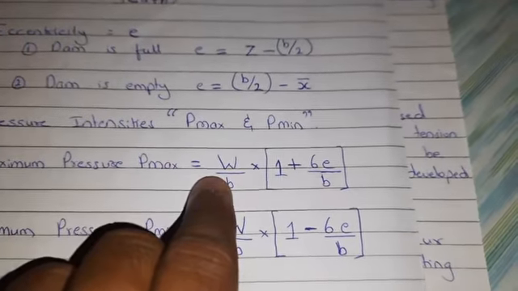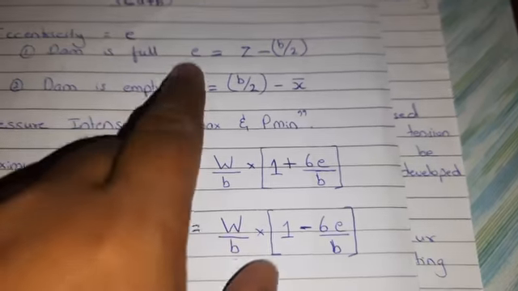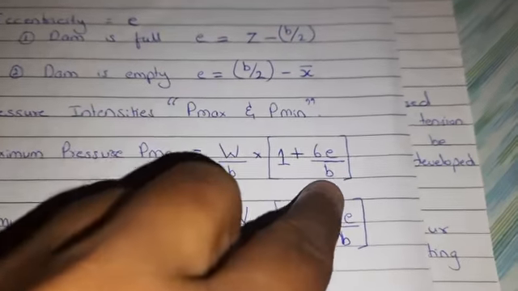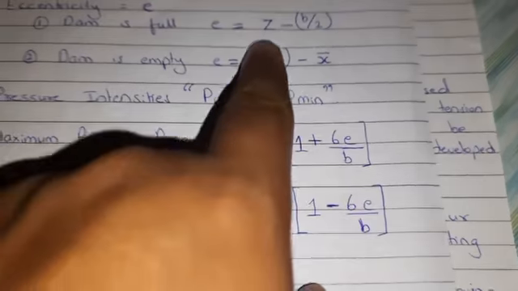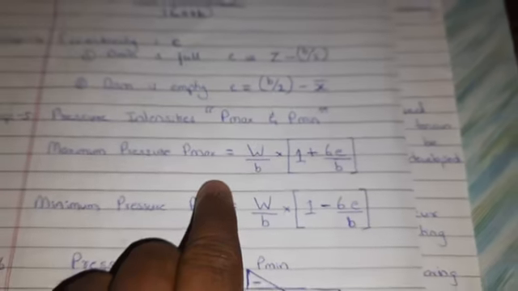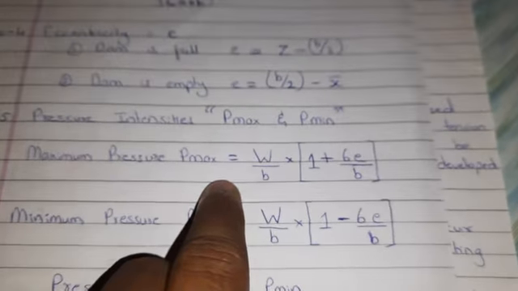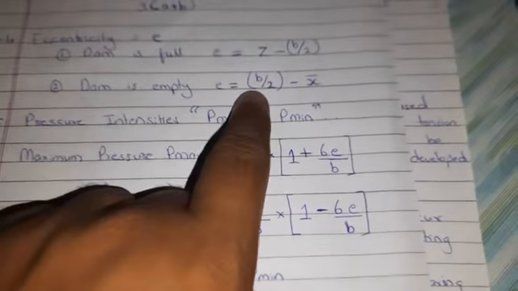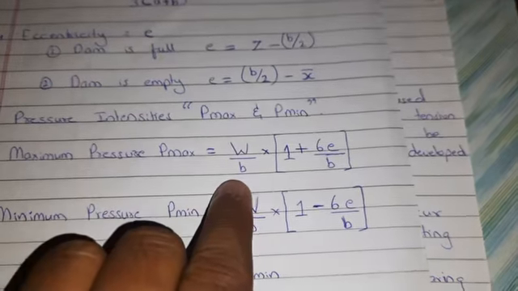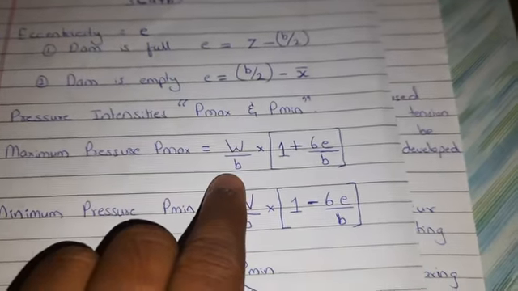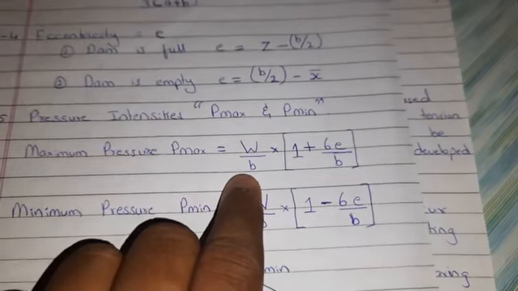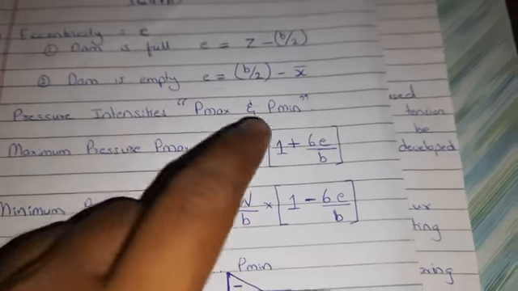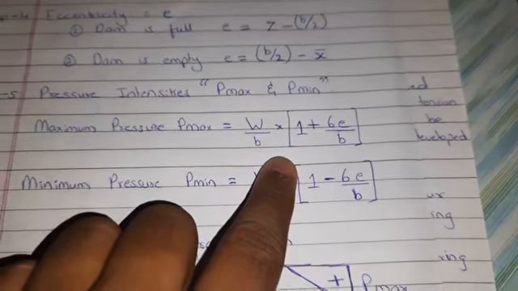When you are determining P max when the dam is full, we substitute the eccentricity when the dam is full. If we are determining P max when the dam is empty, we substitute the eccentricity when the dam is empty. So when you substitute the values, we get the maximum pressure intensity when the dam is full or when the dam is empty; both we can find out.